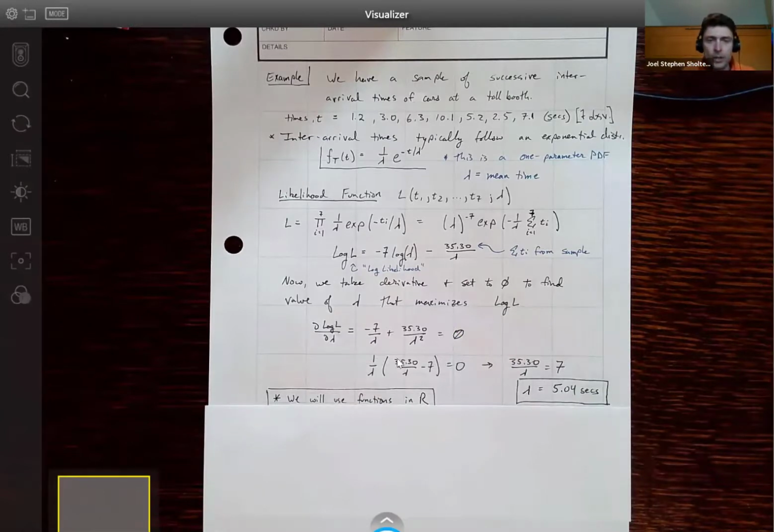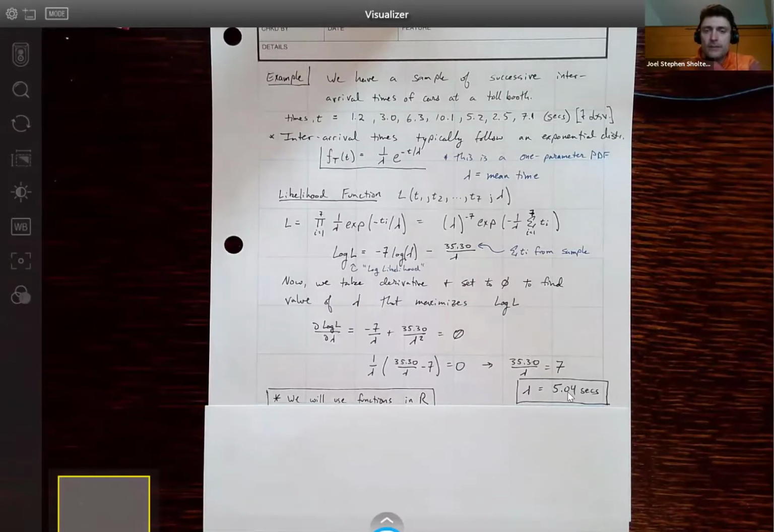And then we solve. So we can factor out a 1 over lambda. So that gives us 35.3 over lambda minus 7 equal to 0. And then we get 35.3 over lambda equal to 7. Lambda equals 5.04 seconds. So what we did is we took a data set, we created this log likelihood function, and then we took the derivative of that, set it to 0, and solved for the value of lambda that maximizes that function.